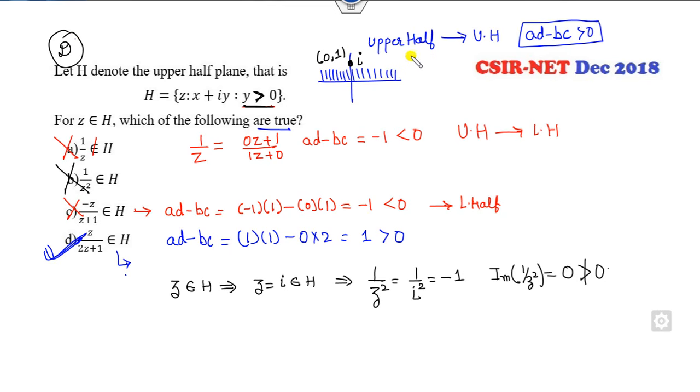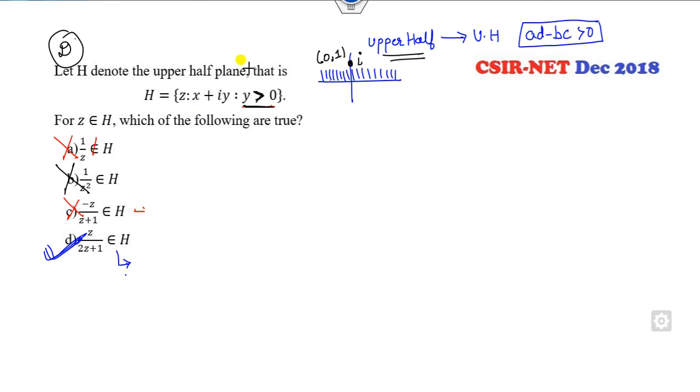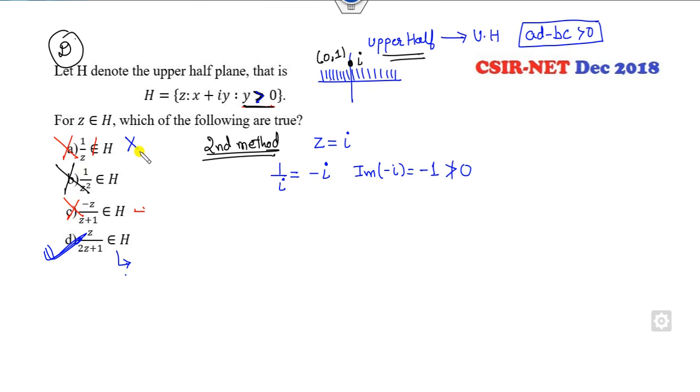So this is the way you can simply use the concept of upper half to upper half. There is one more way you can solve this problem, and I will explain this also. The second method: if you are not able to do it graphically, you can choose any point in this case. Let's say z is iota. Then what is the first option? 1 over iota, which is minus iota. What is the imaginary part of this number? It is minus 1. Does it satisfy being greater than 0? No. So this option is again cancelled.